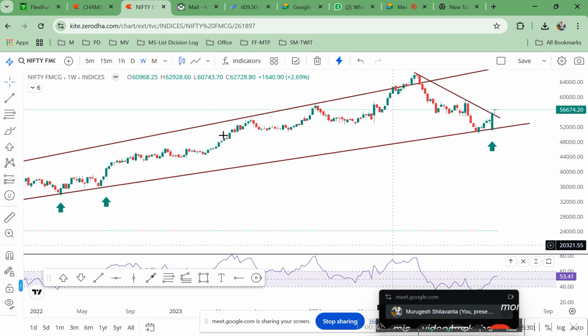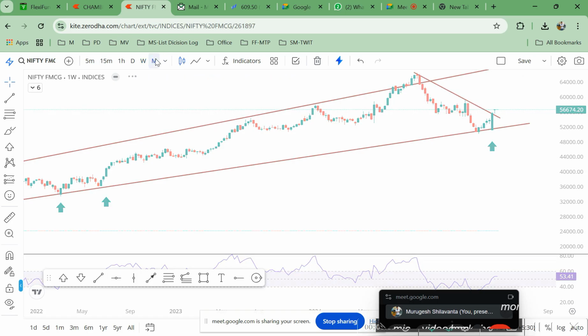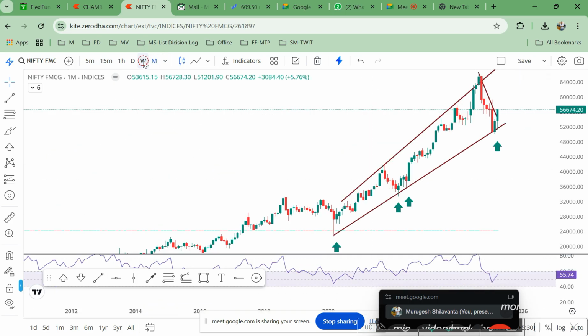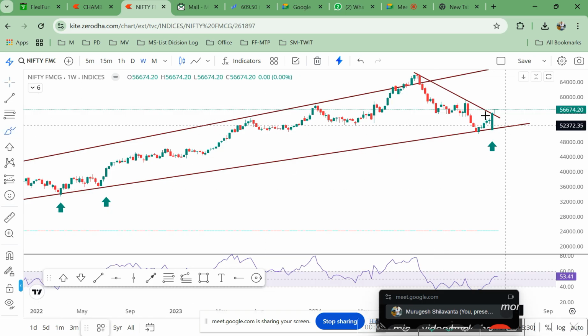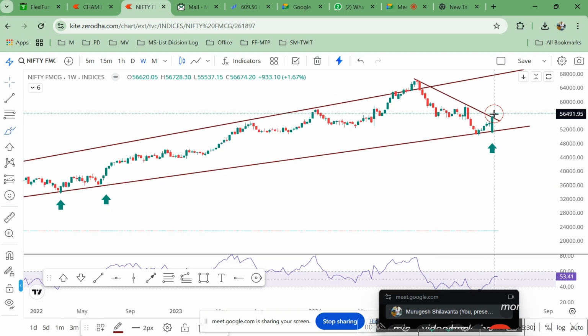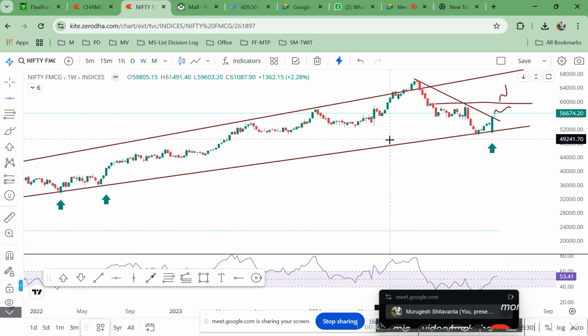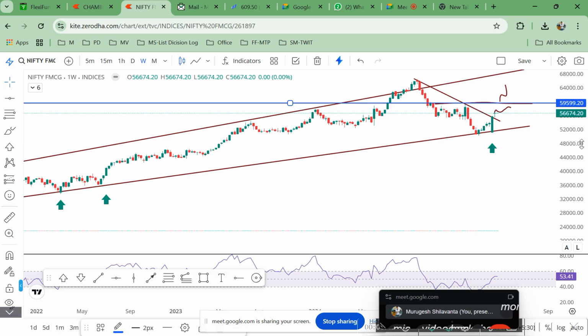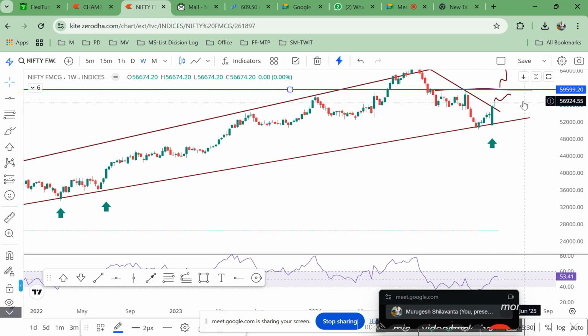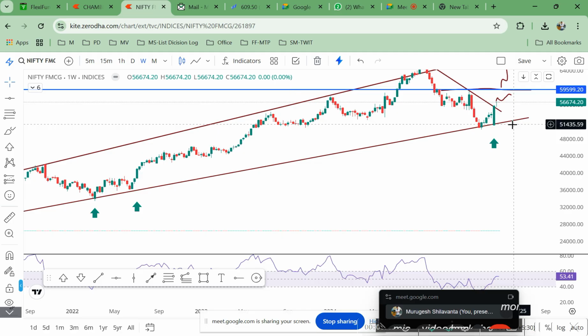But the only problem is that in monthly and weekly, RSI is below 60, right? So there could be a sideways move. I don't say that it will directly go to 68,000. There could be a sideways move to cross this resistance. Once it crosses this particular resistance, we can see good momentum. Within that time, we can cross the 60 RSI in weekly and monthly. We just need to wait for this particular price range to go aggressive in the FMCG. Okay.